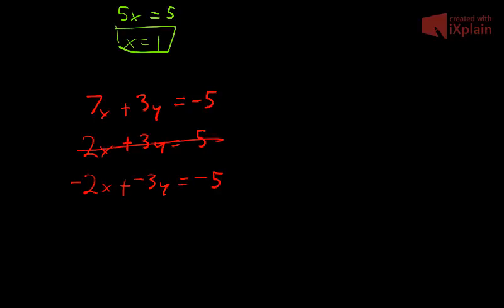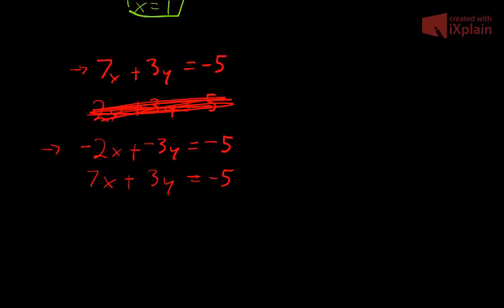I don't need to look at the old equation anymore because I changed it. Now I have this equation here and that equation there: 7x plus 3y equals negative 5, and negative 2x plus negative 3y equals negative 5. And I can add these up. Negative 2 plus 7 is going to be 5x. Negative 3y plus 3y is going to be 0. Plus 0 equals negative 5 minus 5, negative 10.